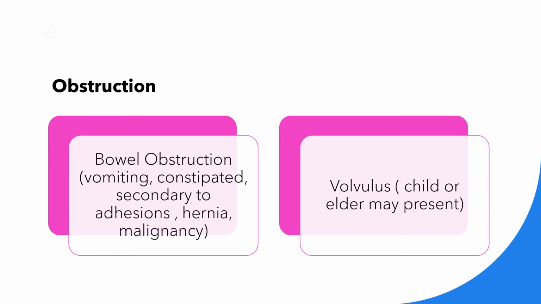There can be a case of bowel obstruction, which can present with acute abdomen, in which the patient may present with vomiting and constipation secondary to adhesions, hernia, or malignancy. Volvulus can cause obstruction in extremes of age, ultimately presenting with an acute abdomen.